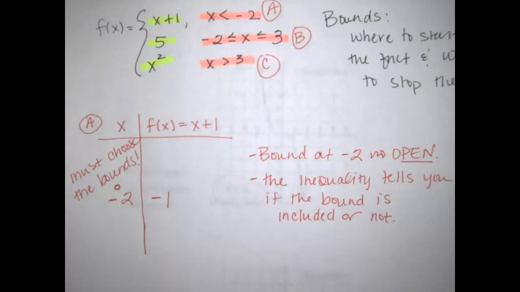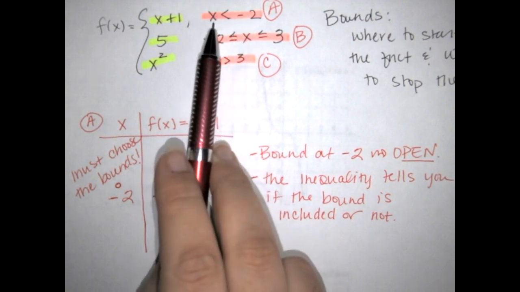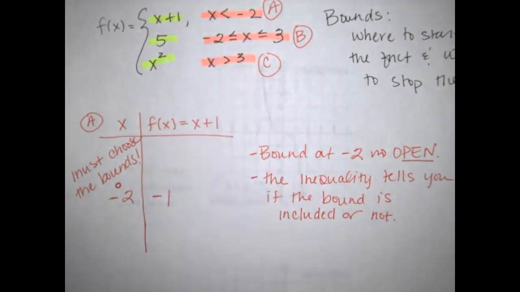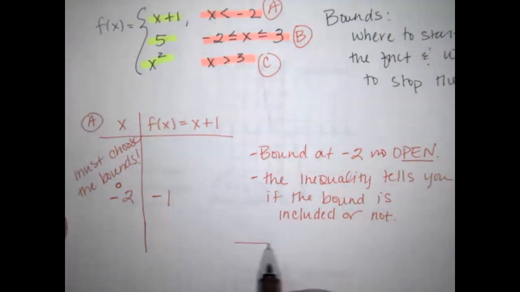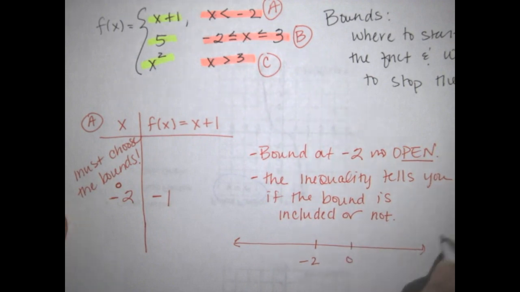Okay, so if you only have one bound, then to find your second or any other point, you have to choose a value that falls within this bound value. So I have that x can be any value less than -2. So on my number line, remember back to your inequalities. Here we've got -2.